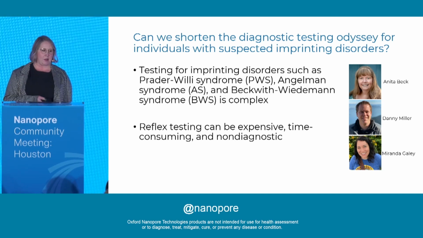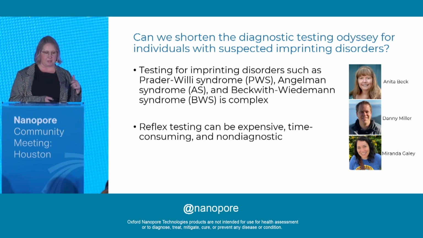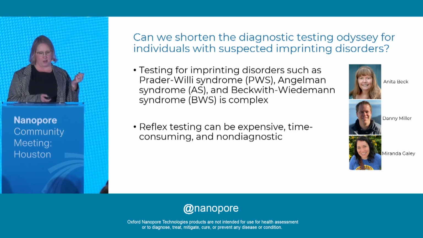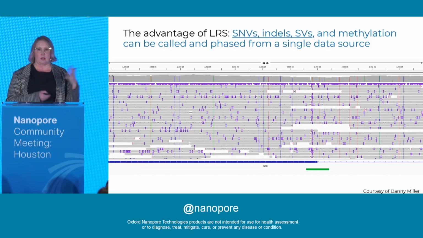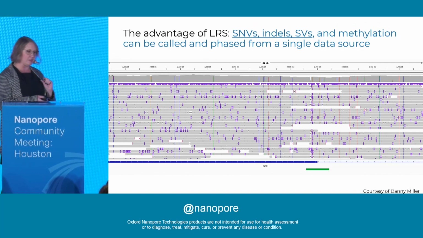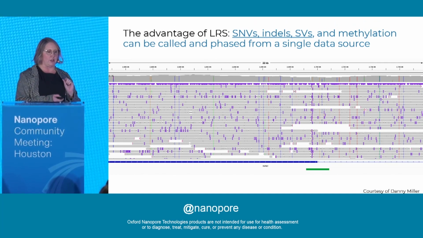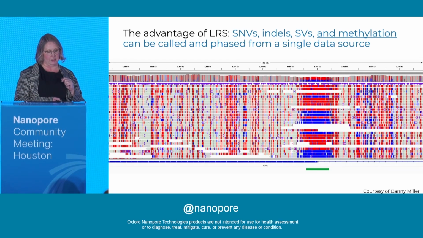So as I just told you with that example, the process for testing individuals with imprinting disorder can involve multiple tests. So our question was, can we use long-read sequencing to simplify that journey? And as you know, the advantage of long-read sequencing is that we can detect single nucleotide variants, small indels, and structural variants from a single data source, and we can detect methylation.